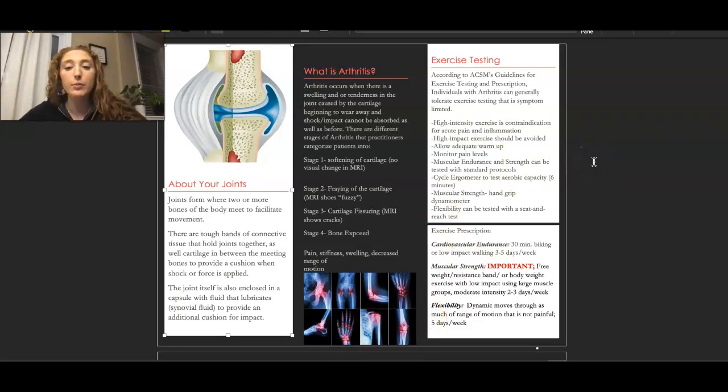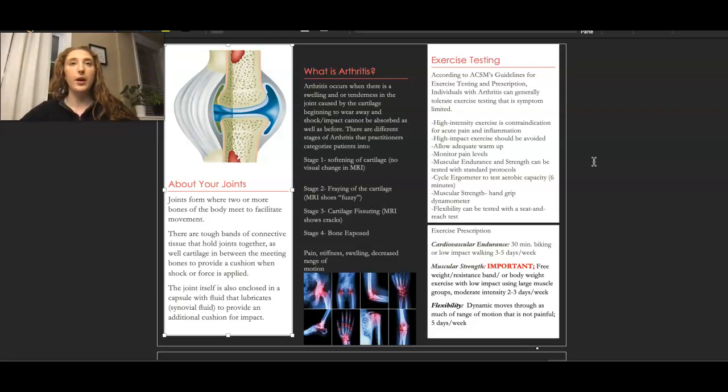On the right-hand side, you move into the exercise part. According to the ACSM's guidelines for exercise testing and prescription, individuals with arthritis can generally tolerate an exercise test, but it's symptom limited. As soon as they feel a little bit of symptom, a little bit of pain, swelling, or inflammation, they generally stop the testing. High intensity exercise is a contraindication. High impact exercises should be avoided as well.